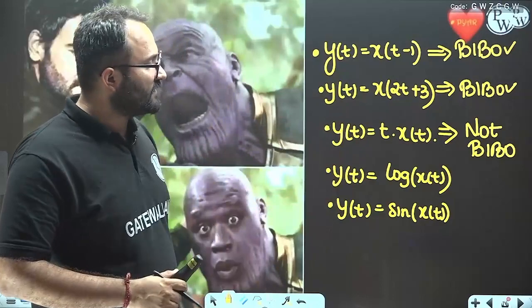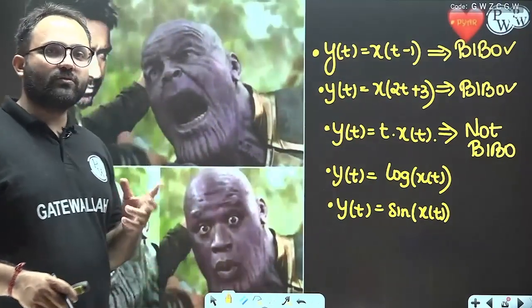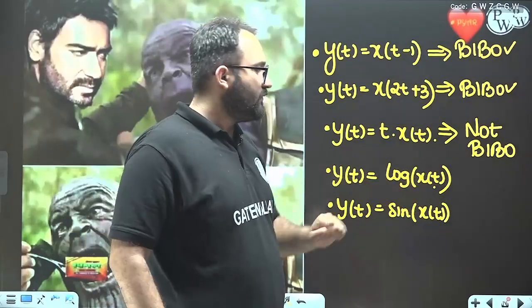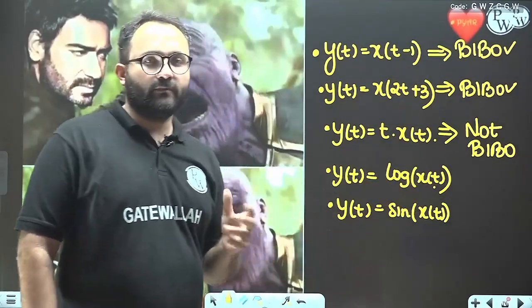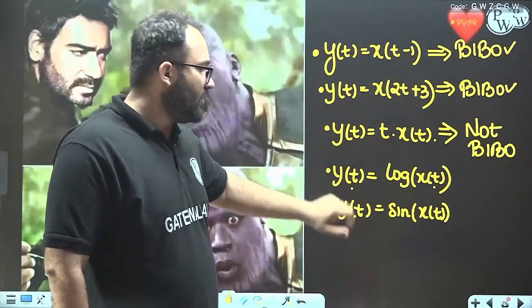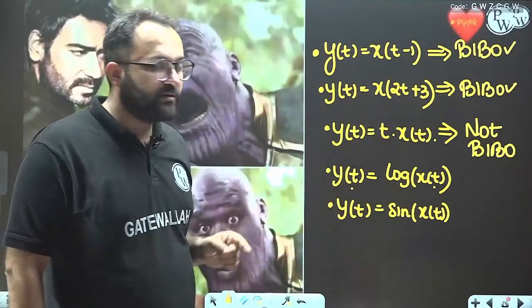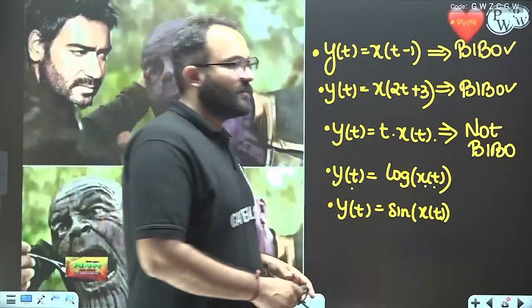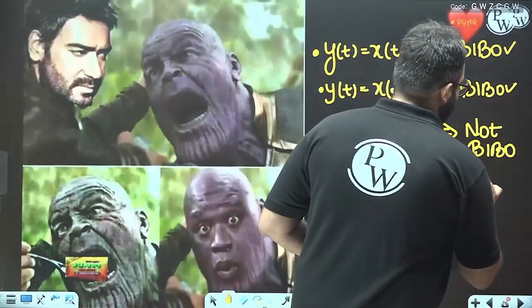Last is log of x(t). We know that even if the input is bounded, for example the input value is 0, then log 0 will go to minus infinity. The output will be unbounded. Even if the input is bounded, the output will not be bounded because log 0 is minus infinity. So this is also not BIBO.